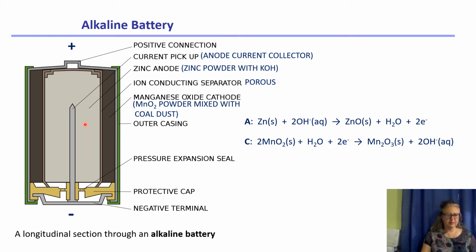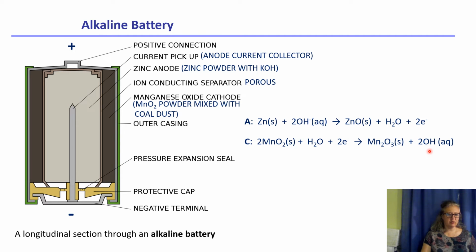Zinc anode reacts with the hydroxide ions, released from the cathode, producing zinc oxide and water. And electrons are released in this process. The released electrons combine with manganese 4 oxide and water to produce manganese 3 oxide and hydroxide anions.